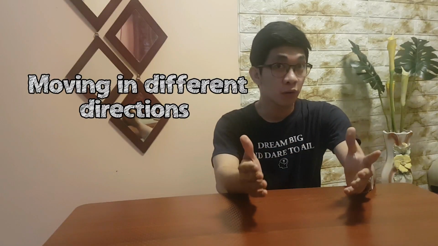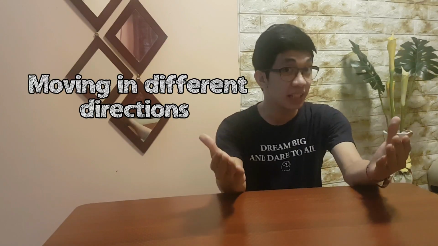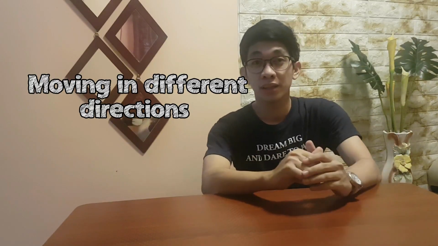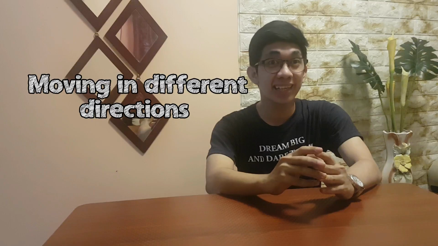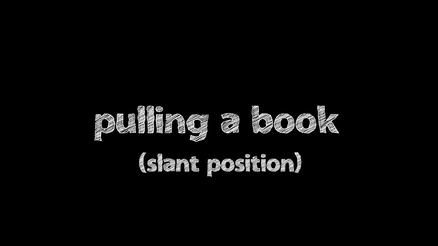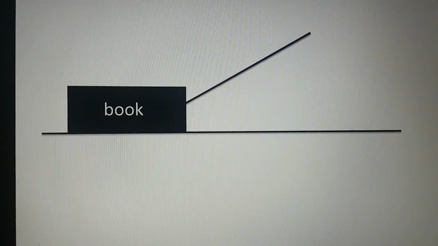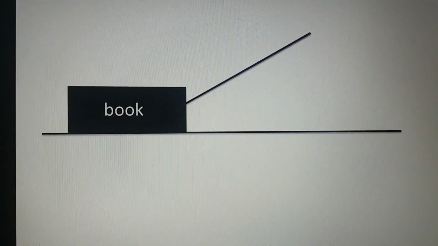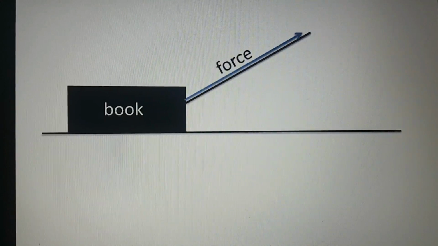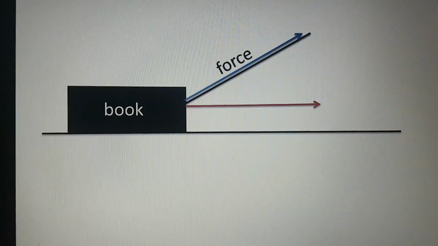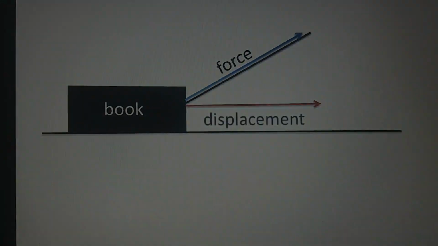Will it be possible for force and displacement to be in different directions? Well, the obvious answer for that is yes. Take a look at these examples where force and displacement are in different directions. Say for example that you pull the string in this direction, you apply the force in this direction, and you have a displacement in another direction just like this.